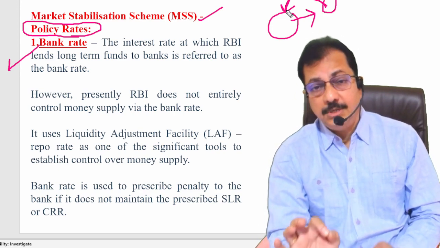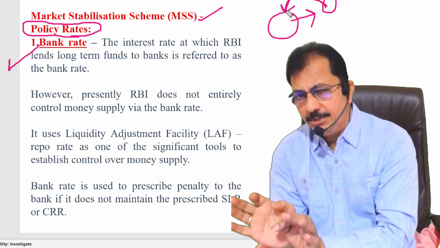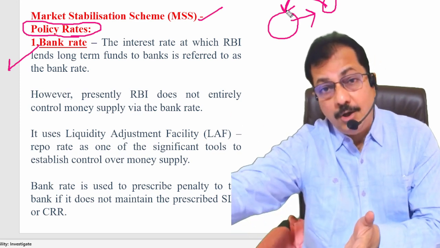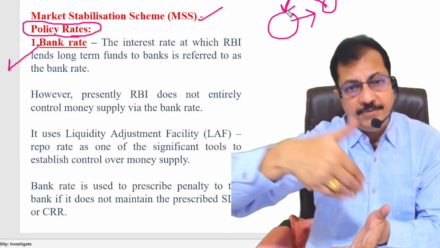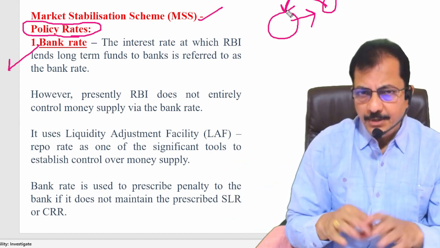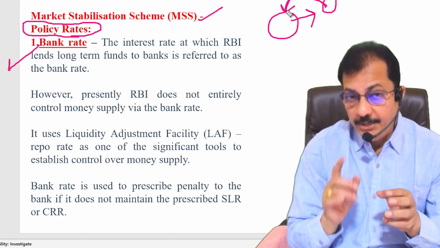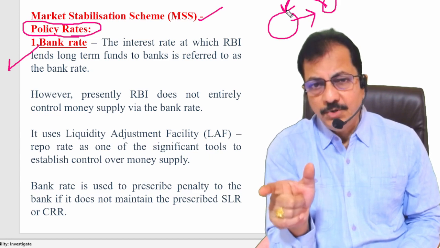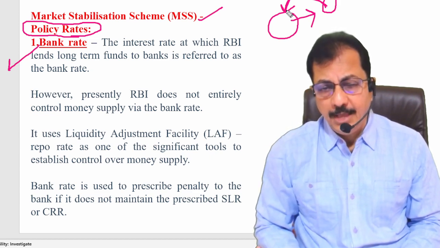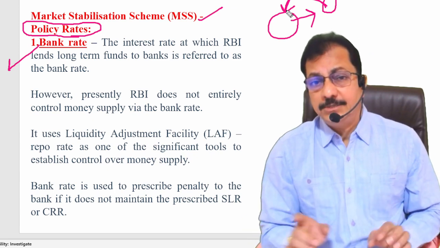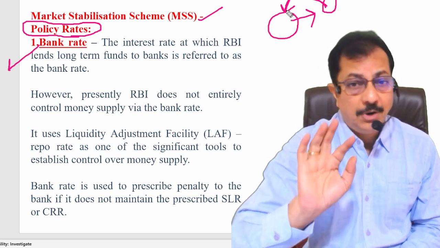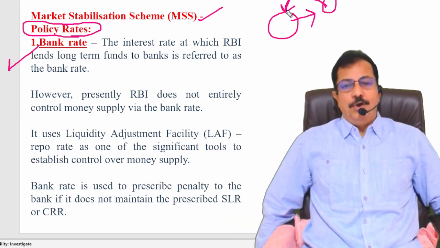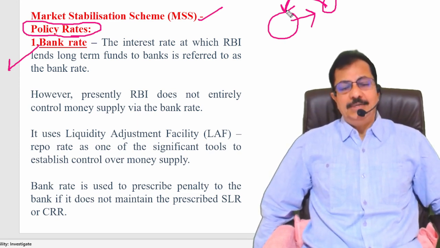If the loans are taken by banks for the short term, you have to pay interest. If the loan is for the long term also, you have to pay the interest. In both cases you are paying the interest. The only difference is that one is a short term, another one is a long term. Am I clear? If it is a long term, it is called bank rate. If it is a short term, it is called repo rate. That's it. Got it?